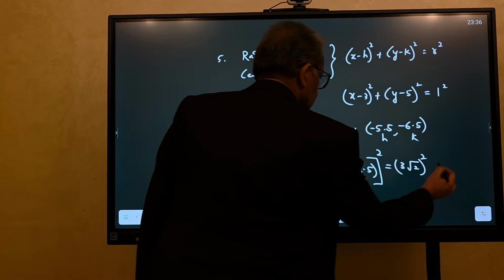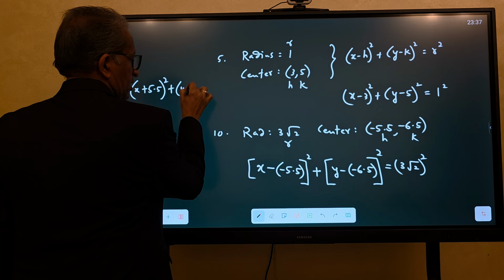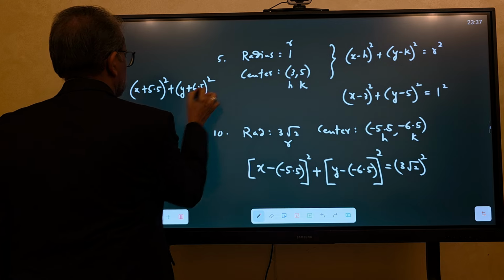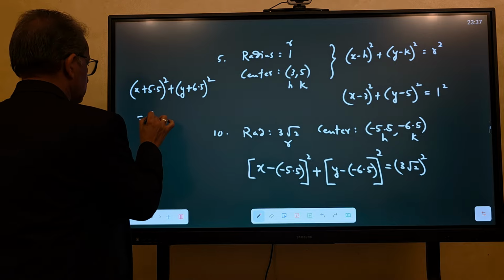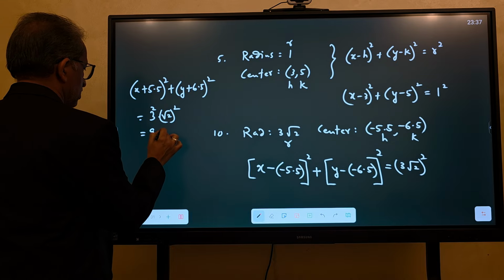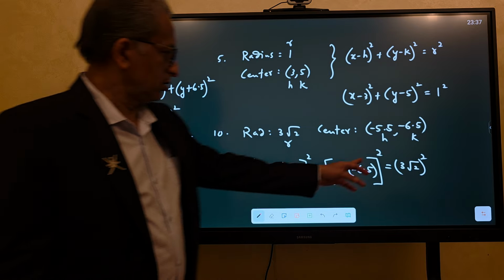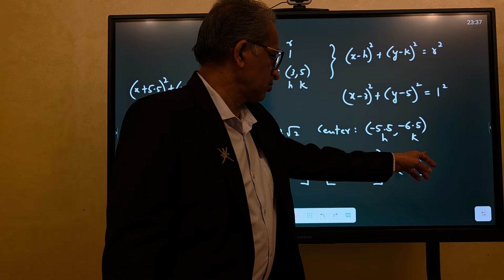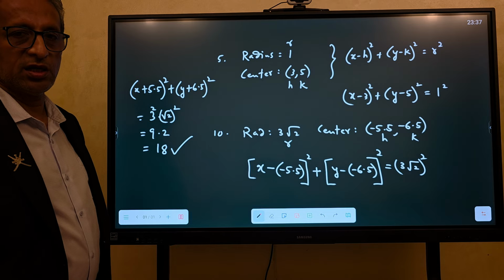This is where I substitute. This minus into minus is plus. So x plus 5.5 square, again you have a plus, that is y plus 6.5 square, equal to 3 root 2 square, that means 3 square into root 2 square, that means 9 into 2, that is 18, right side 18. So 3 root 2 square is, 3 square is 9, root 2 square is 2, 9 into 2, 18. So this equal to 18 is the answer for this.